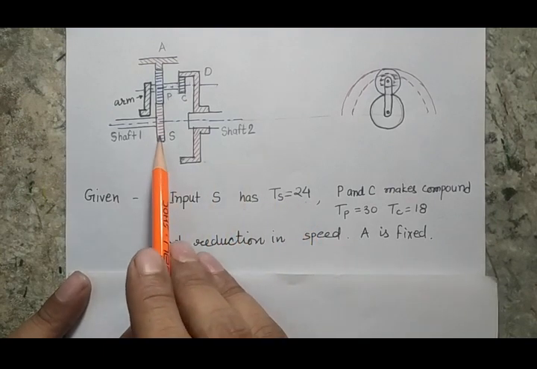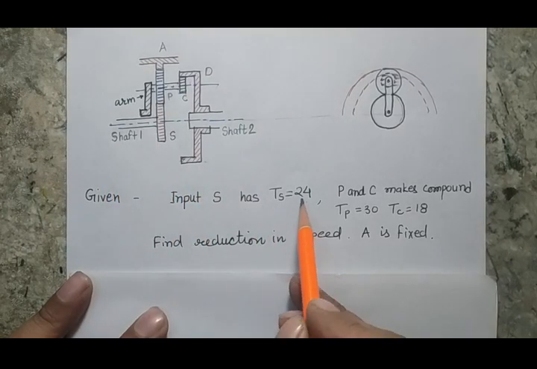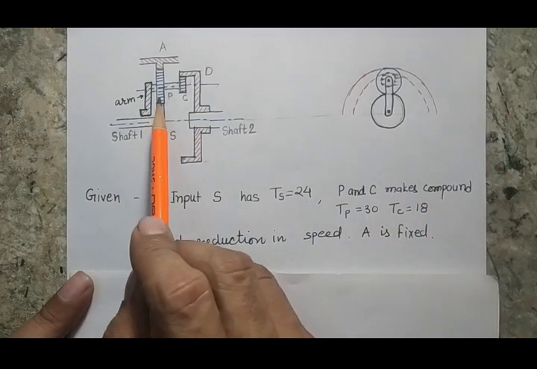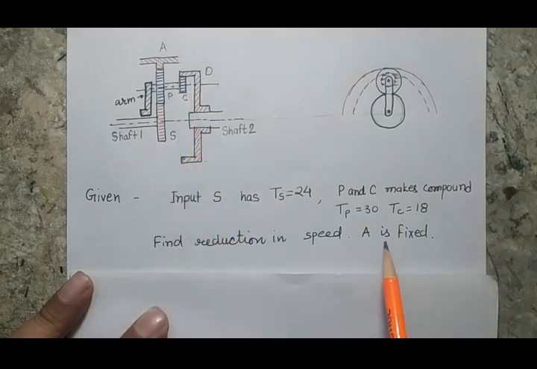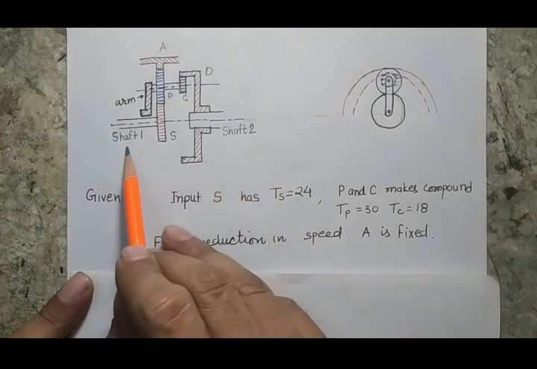That means this is the input shaft, and it has 24 teeth on gear S. P and C make a compound gear, and TP and TC, meaning the number of teeth on gear P and gear C, are given. Now we have to find the reduction in speed. So basically shaft 2 is the output shaft, and shaft 1 is the input shaft.